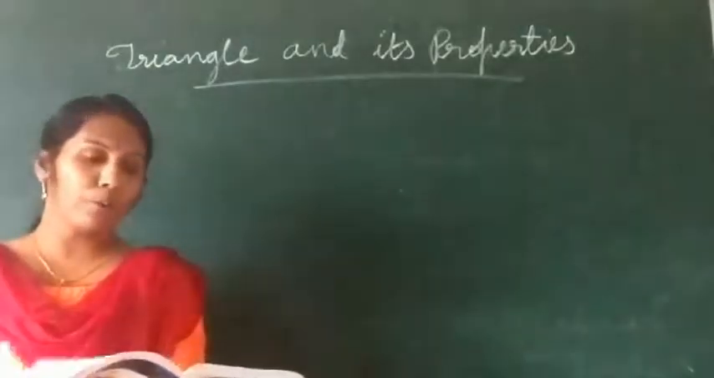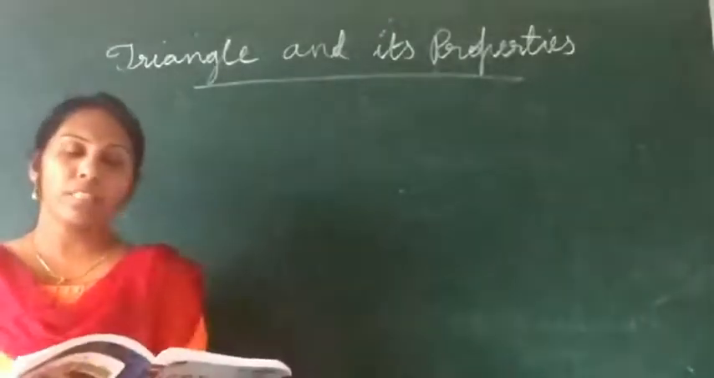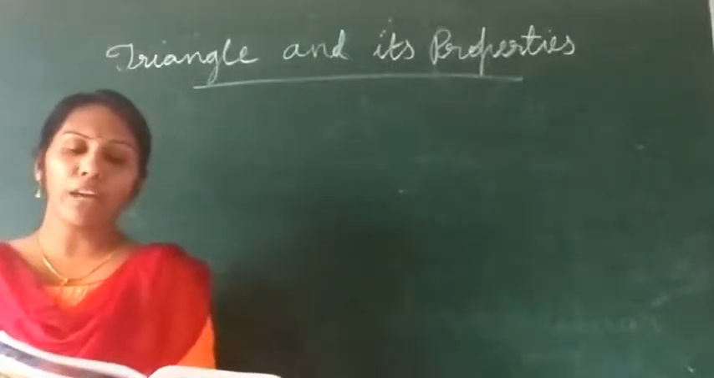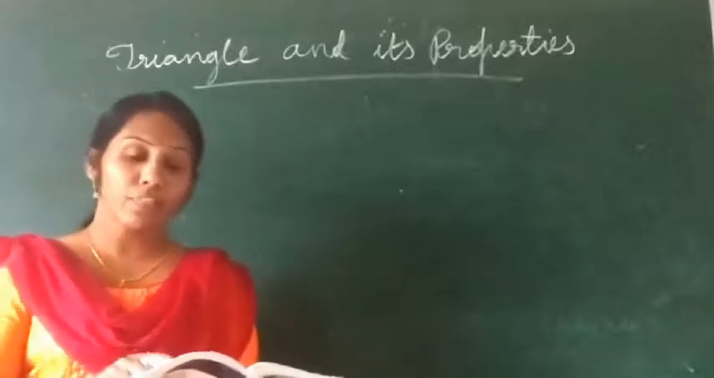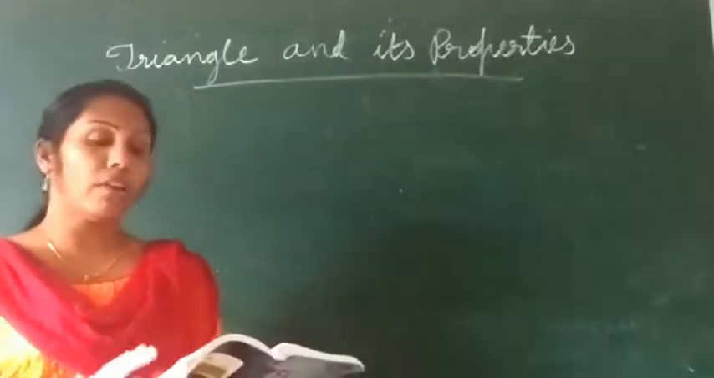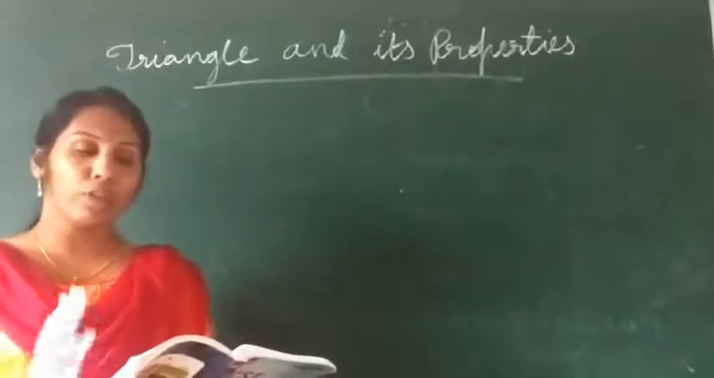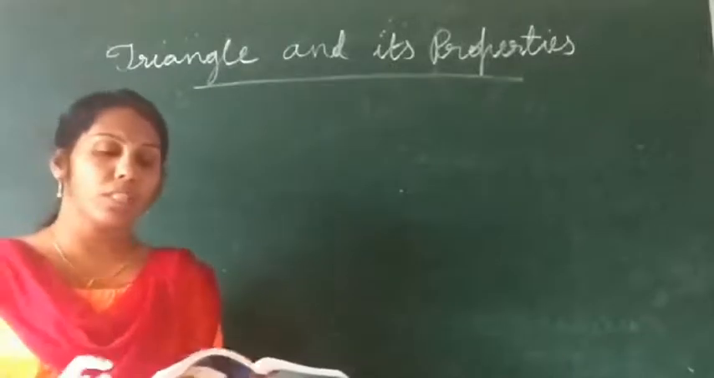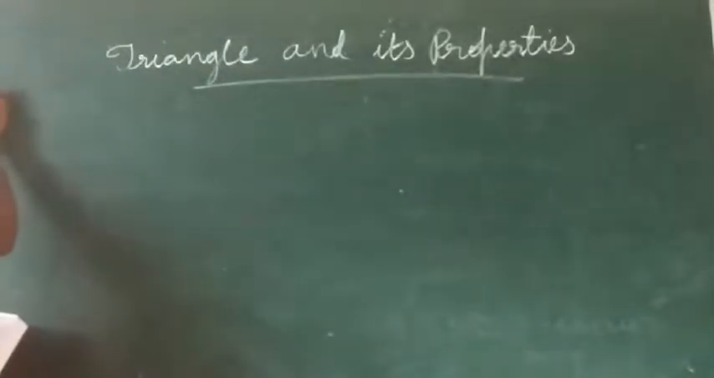Exercise 11.1 has some easy questions that you can solve by yourself. We start here with exercise 11.2. First one: find the value of the unknown exterior angle x in each of the following diagrams. In this first question, three diagrams are given, and in all three we have to find the unknown exterior angle. For this we use the property that an exterior angle is equal to the sum of the opposite interior angles. So I am doing the first one.